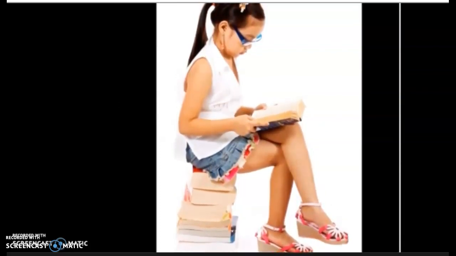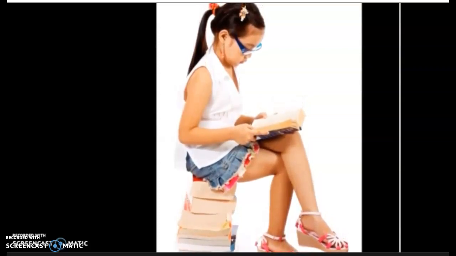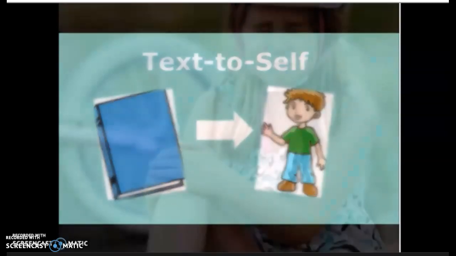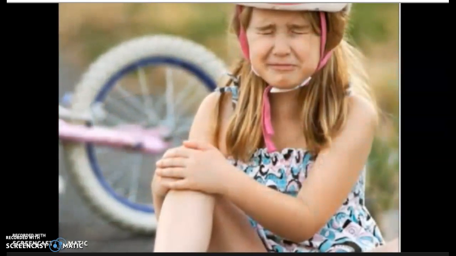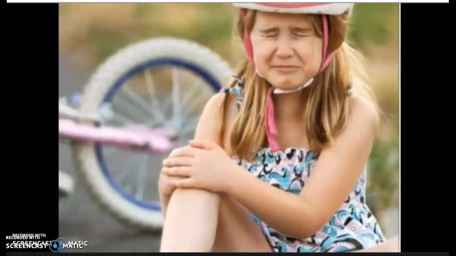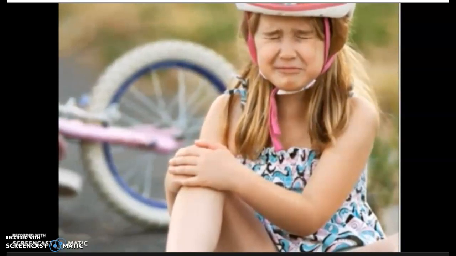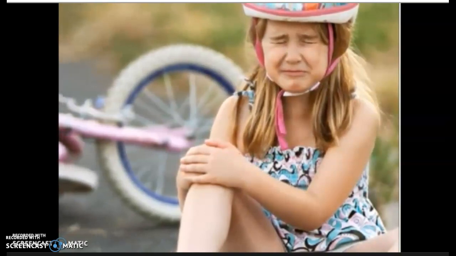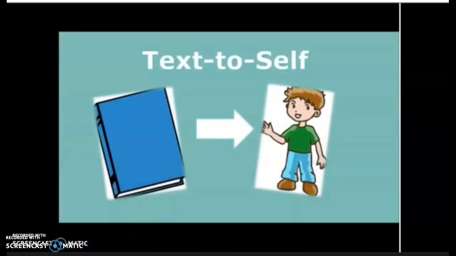Good readers make connections when they read. There are three main ways to do this. The first way is a text-to-self connection. Have you ever read something that reminded you of you and your life? For example, if you read about Janie falling off of her bike, it might remind you about a time you fell off your bike. Because you know what it is like to fall off your bike, you can better understand how Janie feels or what might happen next in the story. We call this text to self because the text reminded you of yourself.